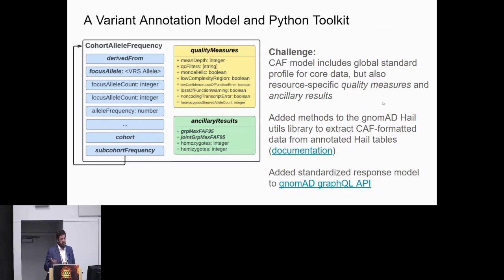Finally, just a few words about the cohort allele frequency model itself. This is a model that allows us to create a representation of the frequency of a variant that exists in a population. More importantly, it allows us to look at subpopulations recursively. So you have your general population frequency, you have subpopulations with different genetic ancestry groups. You also have subpopulations within those subpopulations of, for example, biological sex. In addition to this, we also had to build standards that allowed us to create resource-specific quality metrics and ancillary results in a standardized way. And so all of this is incorporated into the CAF model.